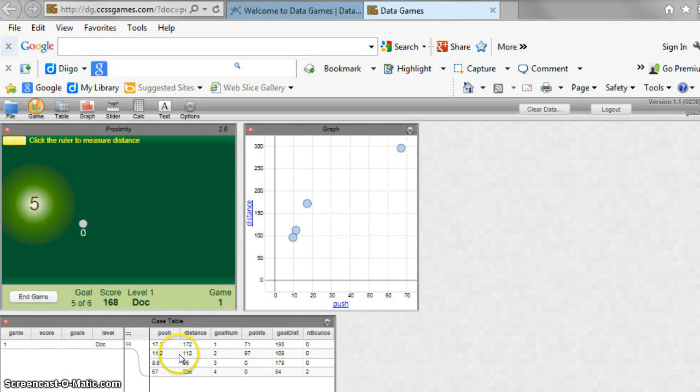Notice also that the table provides the numbers for the push and the numbers for the distance that the ball ended up from where it started. This can also help with the prediction. By clicking the ruler to make a measurement, if you click on the ruler and then click on the middle of the target, drag to the center of the ball, you will get the distance of 103 units between the target and the ball. With that information, you can make a better prediction of the push.